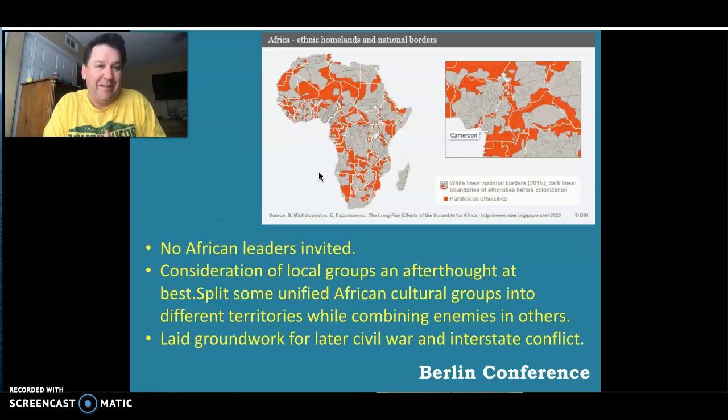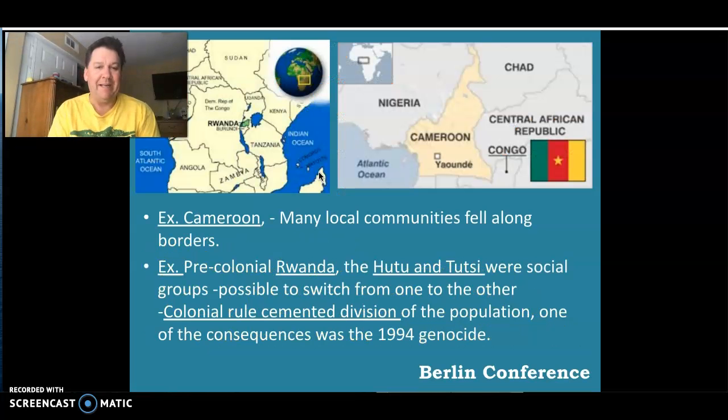You were putting enemies together, if you can imagine. And this all lays the groundwork for what we see today, all the civil wars, all the interstate conflicts. Africa still is dealing with the afterthoughts of the Europeans basically coming in and carving this place up for economic gain. That was all they wanted. So the lines aren't drawn for the people. They're drawn for economic gain.